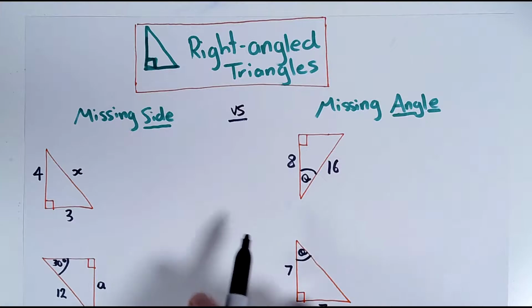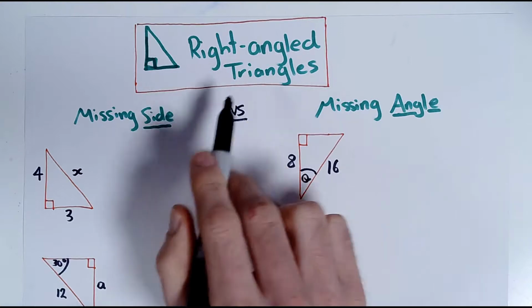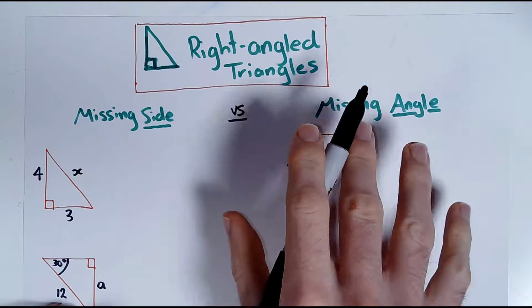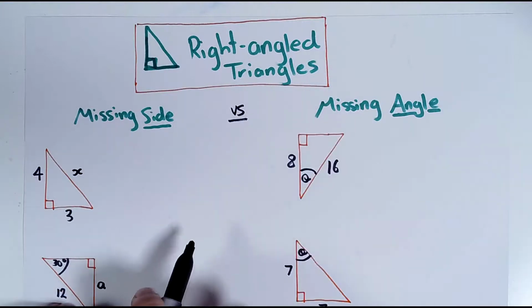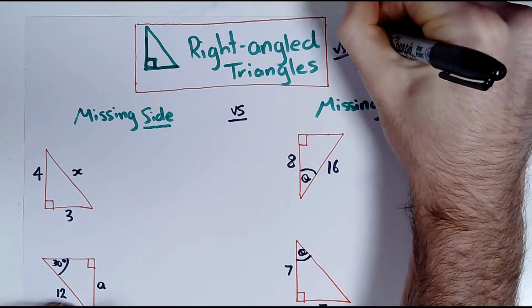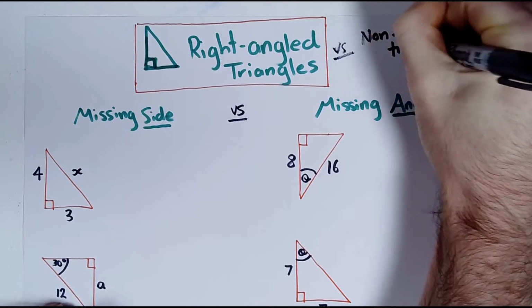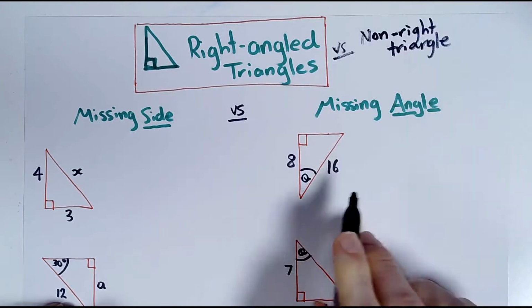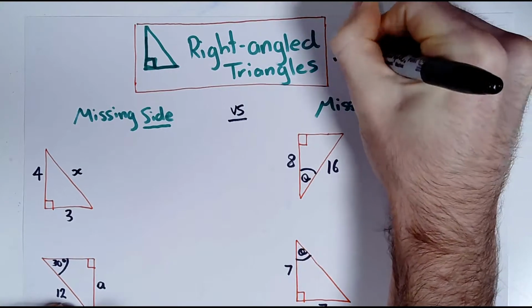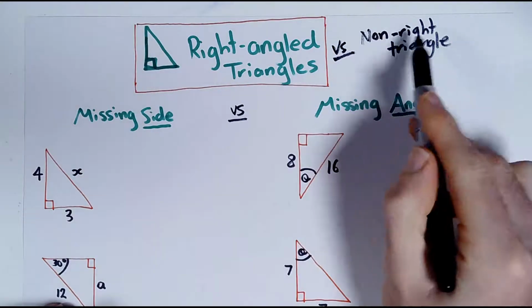But sometimes you will be asked to find a missing side or a missing angle of a triangle that isn't a right-angled triangle. It doesn't have 90 degrees inside. And in that case, you would actually use two different methods to the ones I'm going to show you here. So if you are given a question that gives you a non-right-angled triangle, I'll just put non-right triangle for short, make sure that you don't then use the methods I'm about to show you. So if you are going to find a missing side or a missing angle of a triangle, you first ask yourself, is it a right-angled triangle or a non-right-angled triangle?